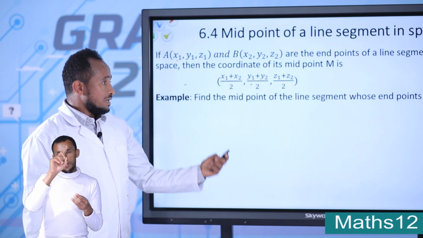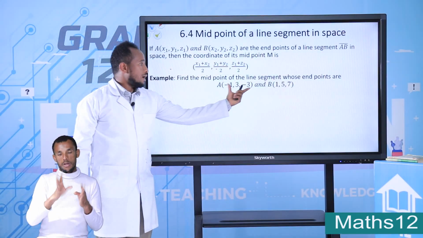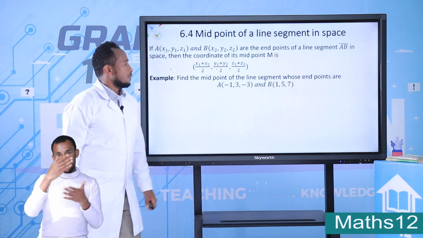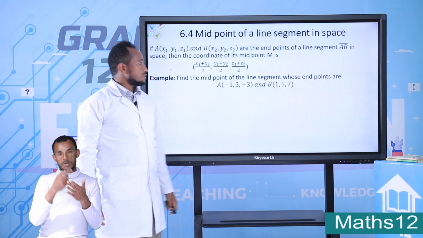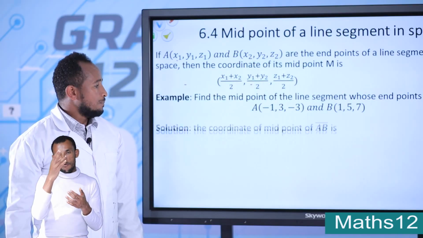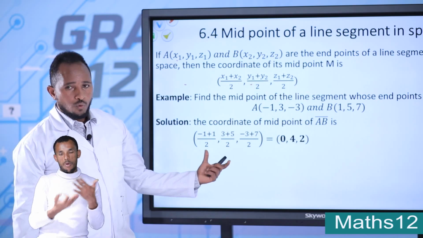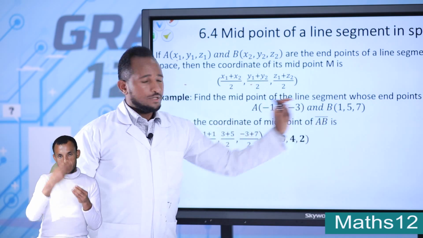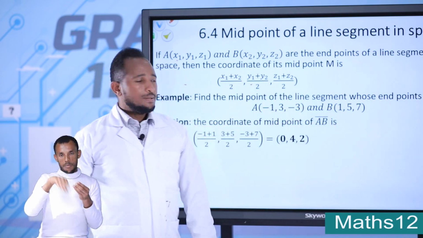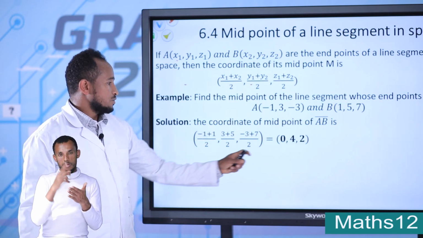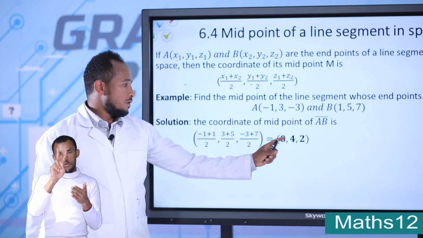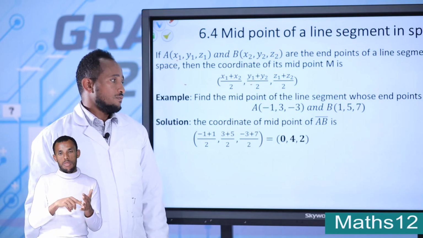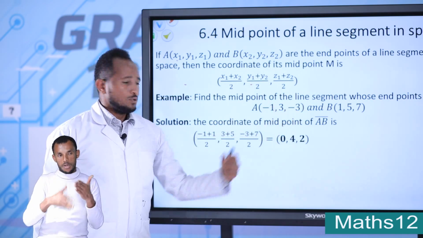Now let's see one example. Let's try to find the coordinate of the midpoint of the line segment AB, where the coordinate of A is this one and B is 1, 5, 7. Applying the formula, simply take the average. Negative 1 plus 1 over 2, 3 plus 5 over 2, negative 3 plus 7 over 2. So this one is 0 over 2, that's 0. This one is 8 over 2, it is 4. This one is 4 over 2, that is 2. So the coordinate of the midpoint of this line segment is this one.